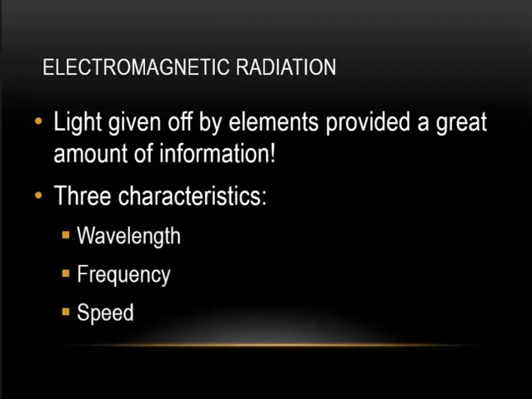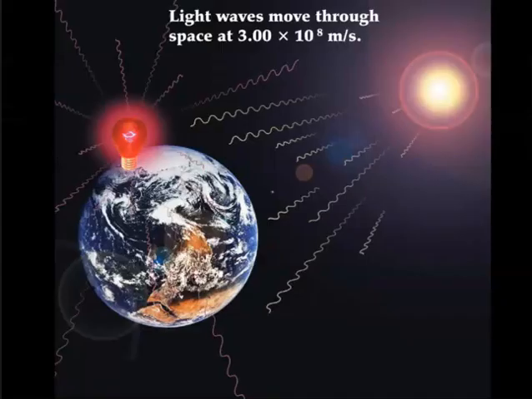All right, so all electromagnetic radiation, all light, travels at the same speed. Going through a vacuum, that's about 3 times 10 to the 8 meters per second. That's 300 million meters per second. It's really fast stuff. So all light's going at the same speed.